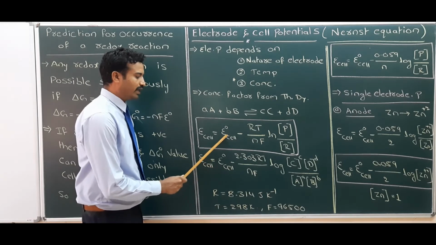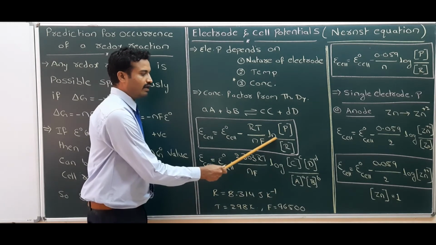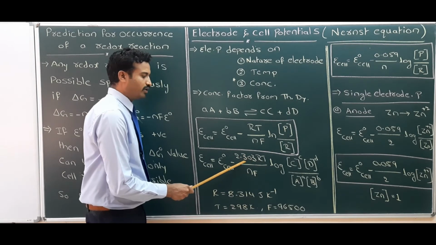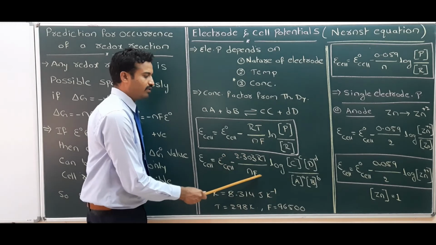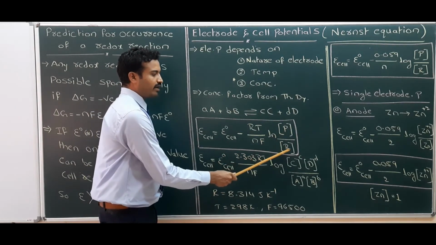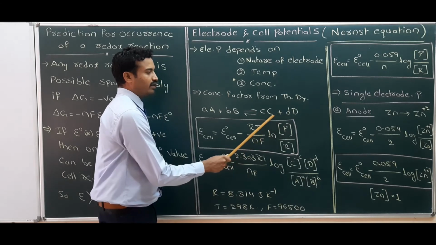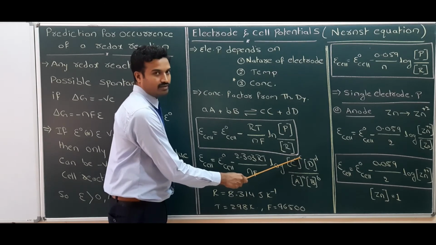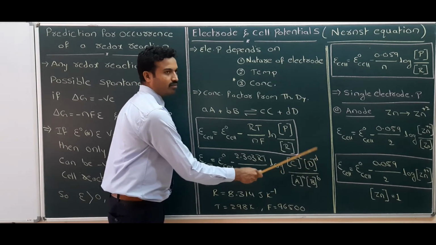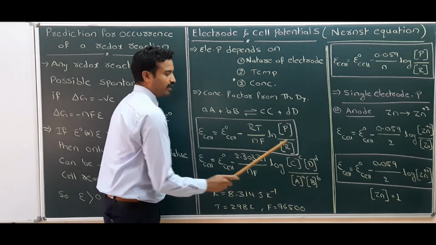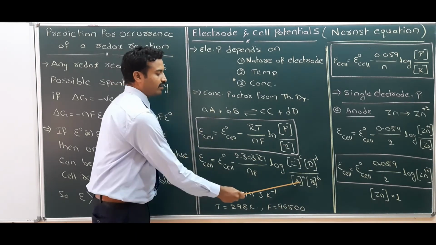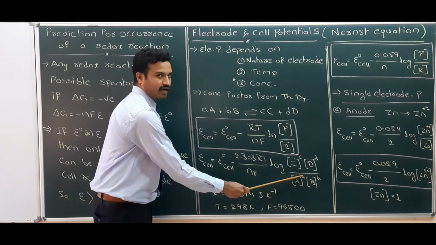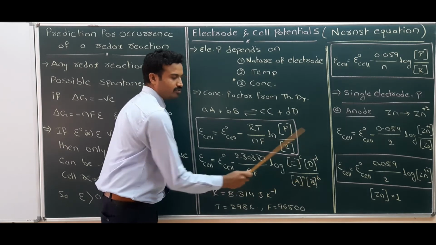E cell equals E naught cell minus, here ln, log base e, is converted to log base 10 by multiplying with 2.303. So 2.303 RT by nF log of product concentration by reactant concentration. The product concentration is the concentration of C to the power of the number of moles of C, times the concentration of D to the power of the number of moles of D, divided by the reactant concentration: the concentration of A to the power of small a, times the concentration of B to the power of small b. The square bracket represents concentration.